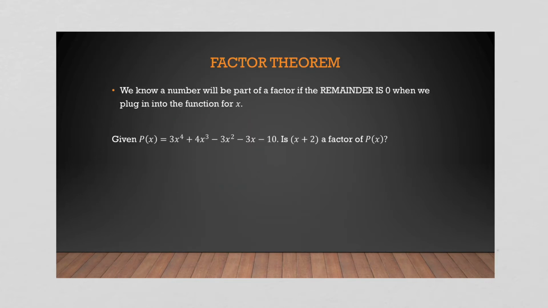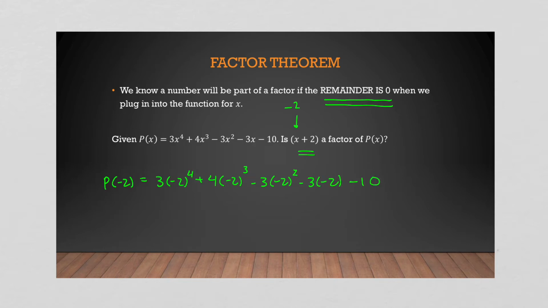So now let's look at how the remainder theorem ties to the factor theorem, and I've kind of mentioned it a few times, and it comes down to the fact that when the remainder is 0, we have a factor. So you can determine if x plus 2 is a factor if you use the remainder theorem and your answer is 0. So let's try that. Here my x value is -2, so I'm going to try p of -2. And I get 3 times -2 to the 4 plus 4 times -2 cubed minus 3 times -2 squared minus 3 times -2 minus 10.